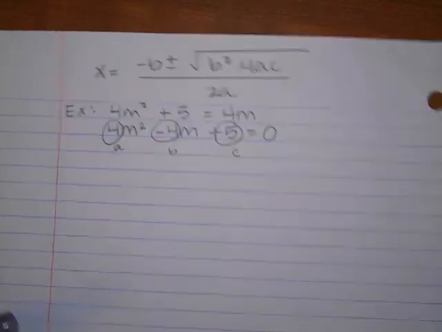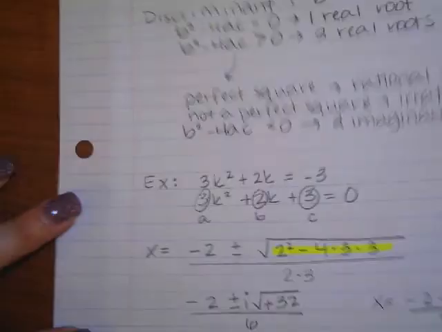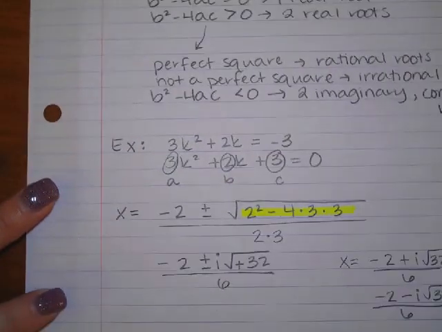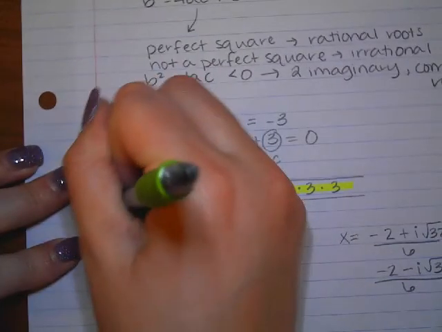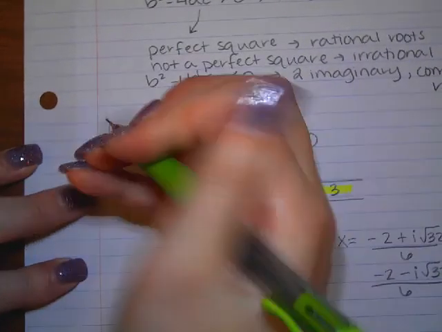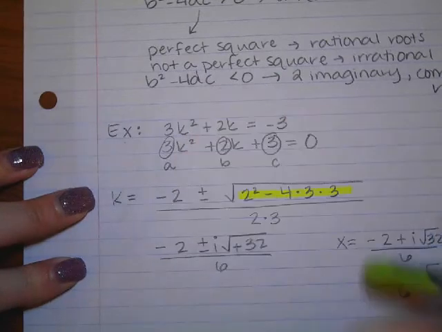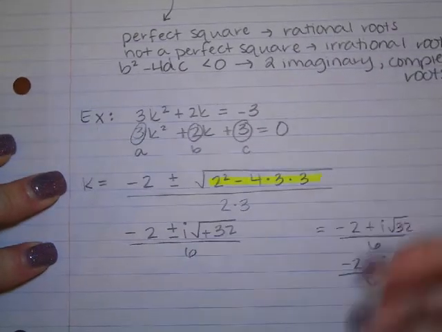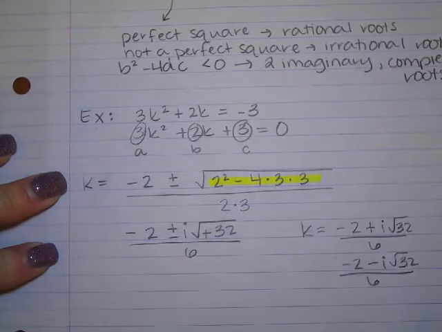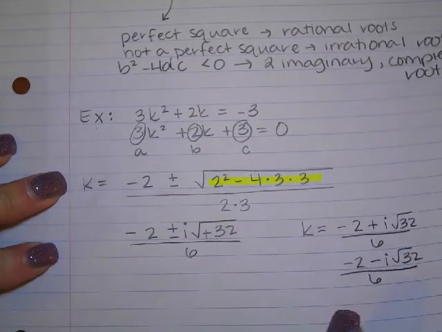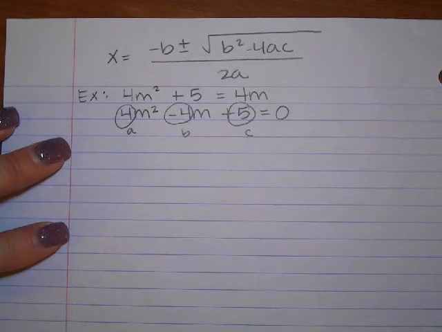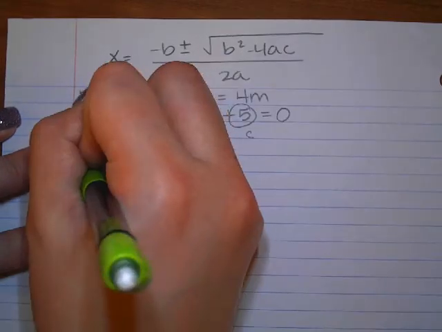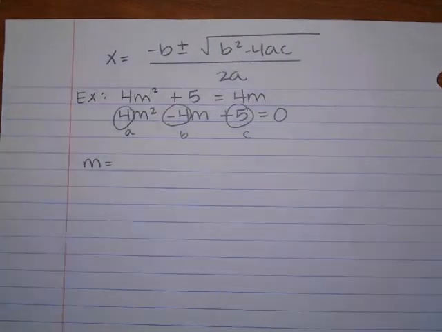So, you know what's funny? Last time I wrote x equals. What should I have written? k equals. Didn't even notice we used a different variable. So this time, instead of saying x equals, we're going to say m equals. Okay. How do I start the problem?